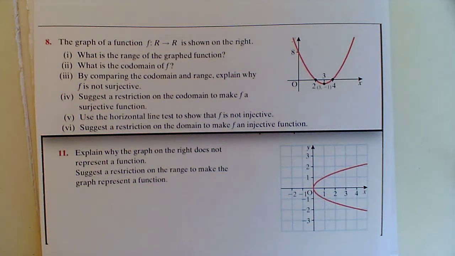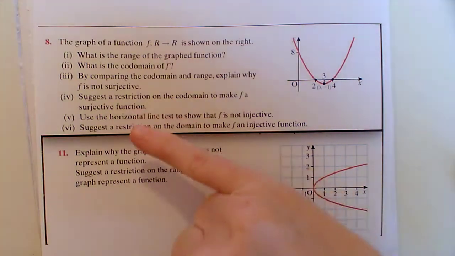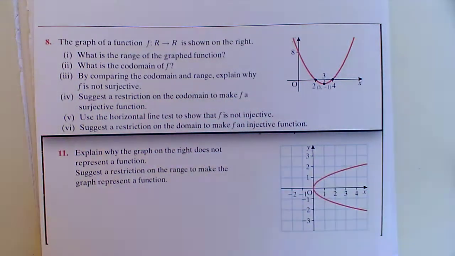So we're going to look through the homework solutions from the other day on graphs of functions and determining whether they are functions and what types of functions they are. So we're shown the graph of a function f such that the real numbers are mapped onto the real numbers on the right. And we're asked, what is the range of the graphed function?